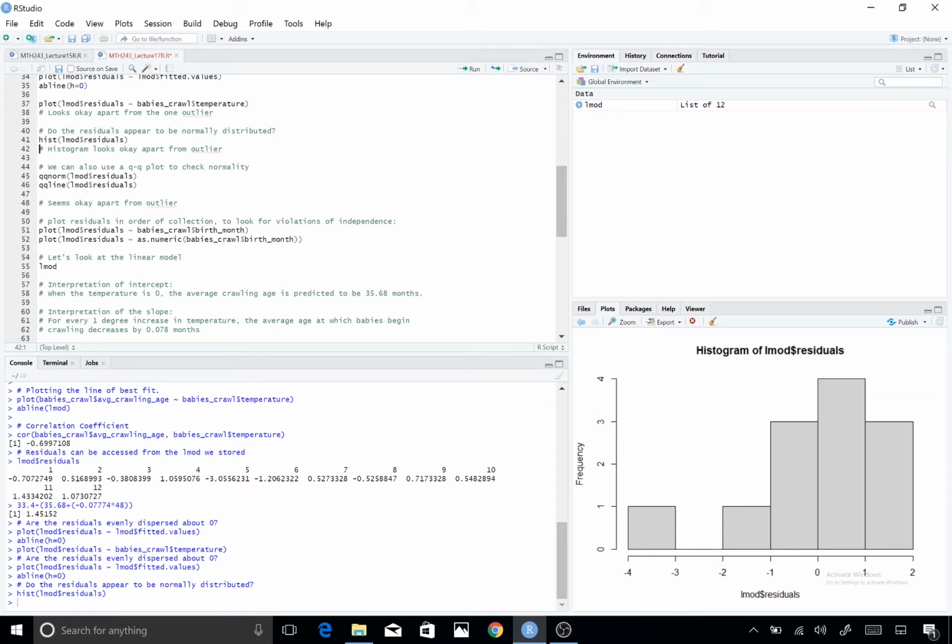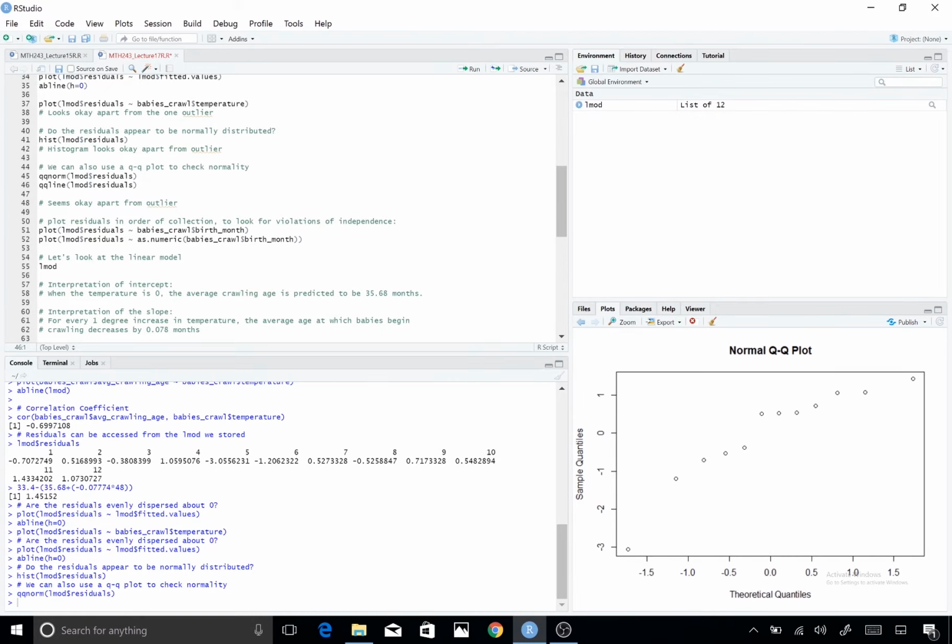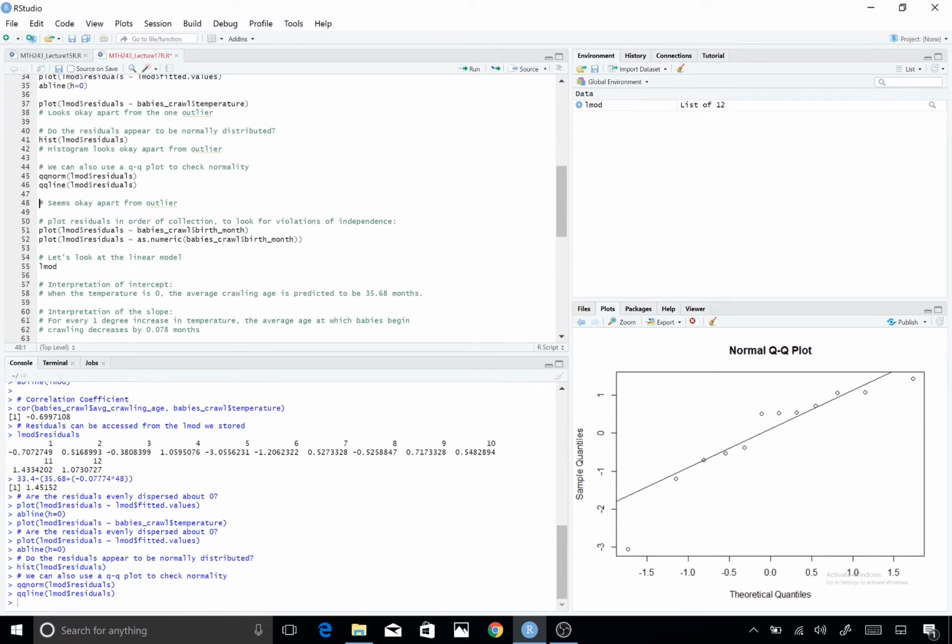We can also make a QQ plot. The command is qqnorm, and then qqline puts in the line. What it's doing is comparing the quantiles of the residuals to the quantiles of a normal distribution. Remember that quantile is like a percentile. We want it to fit the line well. There's usually some disagreement at the very ends, but you don't want it to go too far off too often. I'd say this looks all right.